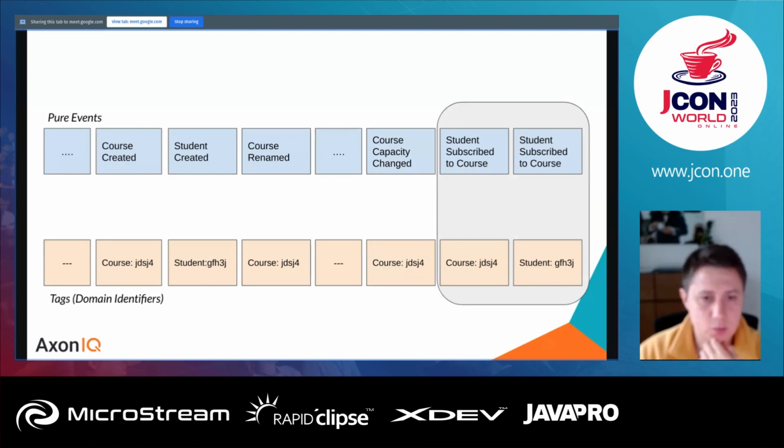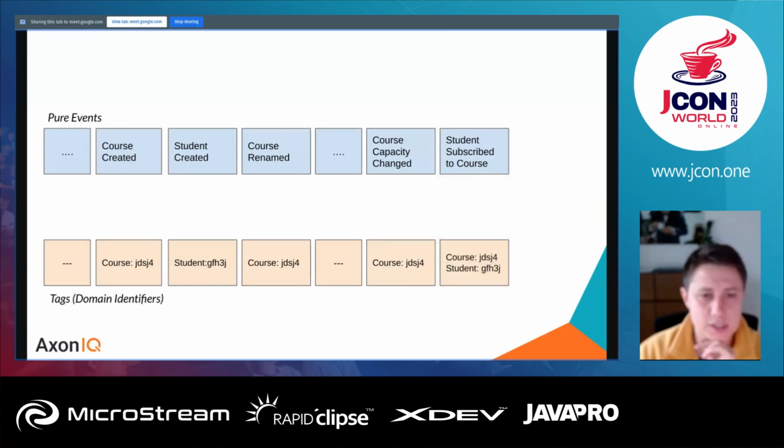Let's remove the ones that we do not like. So we are leaving pure events and their corresponding tags. We still have the duplicates, but what we can do is merge these two events into a single event, with two tags pointing to the same event. So we reduce contention even further because we are now able to remove these duplicates.